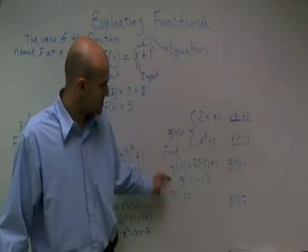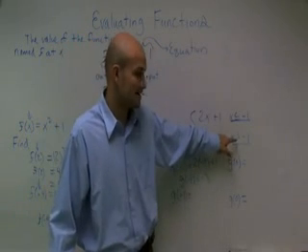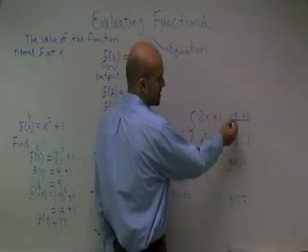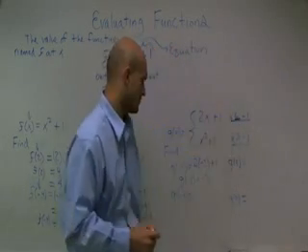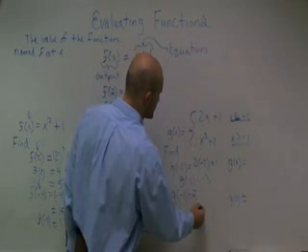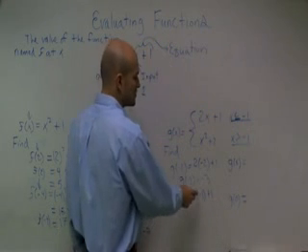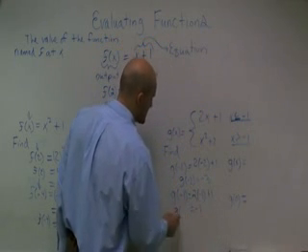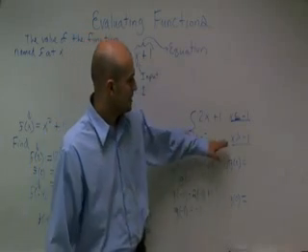G of negative 1, so what is the value of my function at negative 1? Well, this says it has to be greater than negative 1. Negative 1 is not greater than negative 1, but, I don't know if you can see it, this is less than or equal to negative 1. So again, I'm going to use the same function. 2 times negative 1 is negative 2. Negative 2 plus 1 is negative 1. So the value of my function g at negative 1 is equal to negative 1.